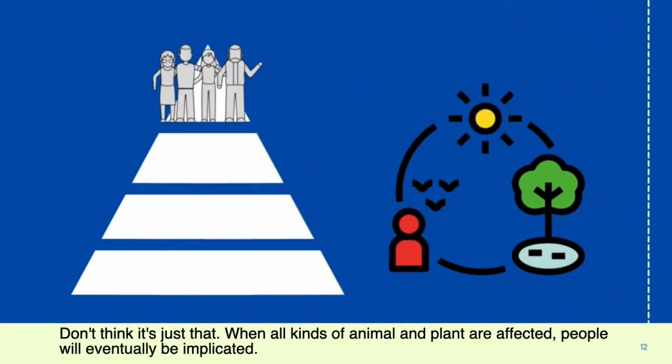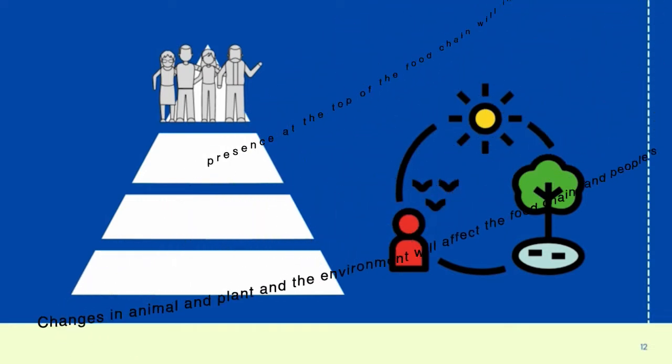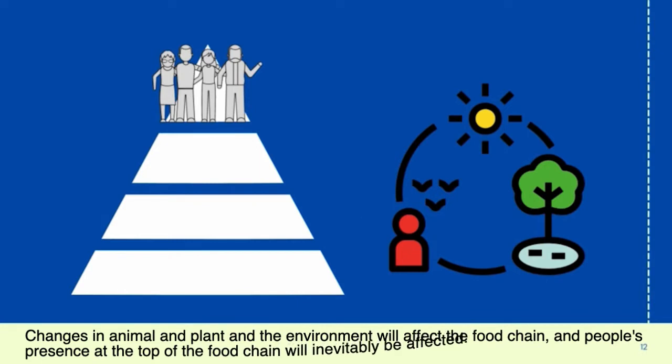Don't think it's just that. When all kinds of animals and plants are affected, people will eventually be implicated. Changes in animals, plants, and the environment will affect the food chain, and people at the top of the food chain will inevitably be affected.